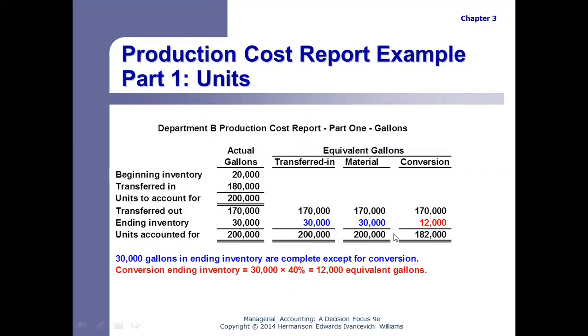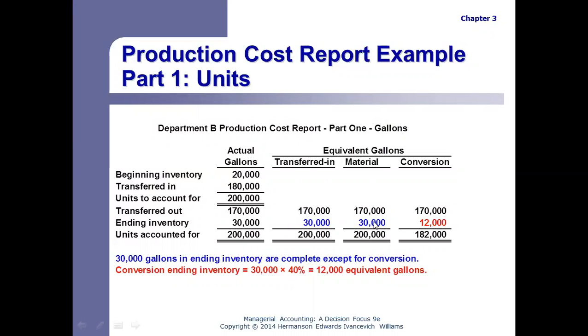So the total equivalent units for materials is 200,000. The total equivalent units for conversion costs is 182,000. And again, if the units are complete and they're transferred out of Department B, then the equivalent units for both materials and conversion costs are equal to the physical units.